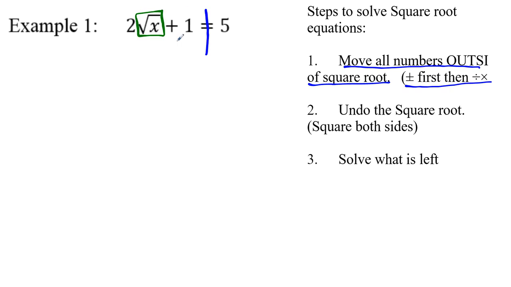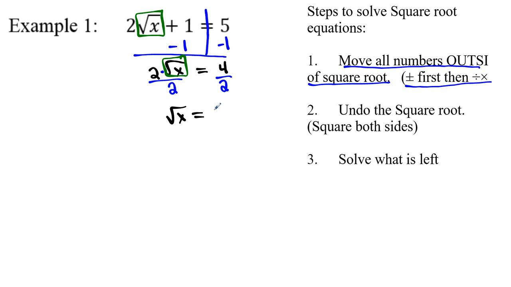So we want to move the positive one by subtracting 1 on both sides. Write down what we have. 2 radical x is equal to 4. Now continue to go on, and let's divide by the 2 since it's being multiplied here. To get the radical again by itself, this is what we're trying to isolate, so it sometimes helps to box it. Now we have the square root of x equals 2.